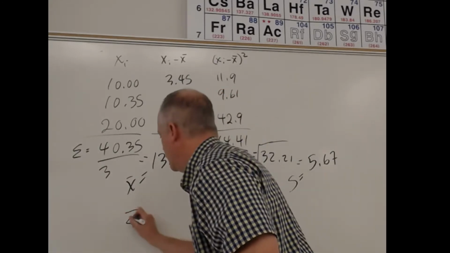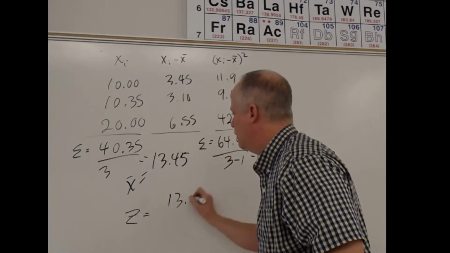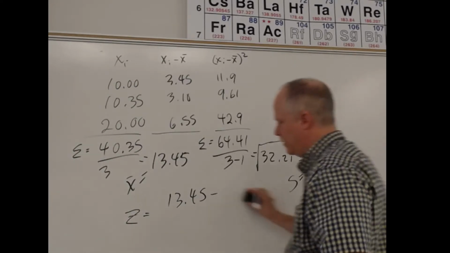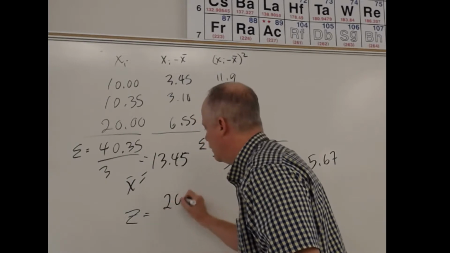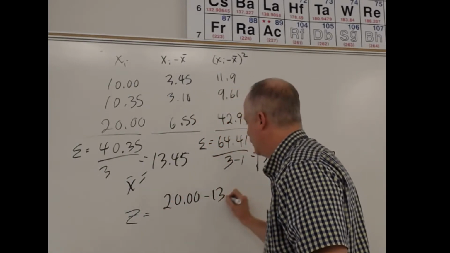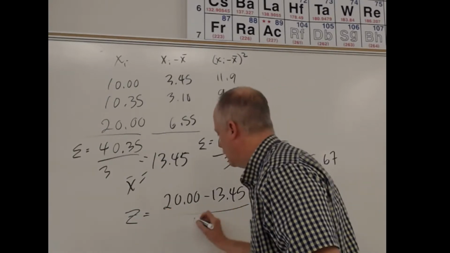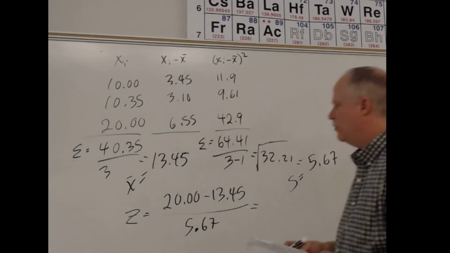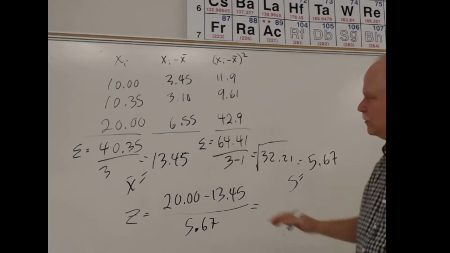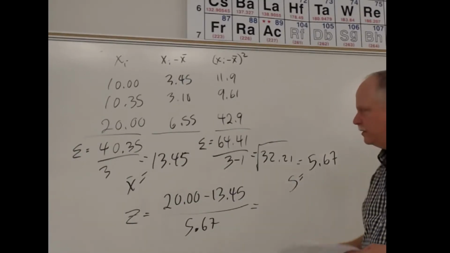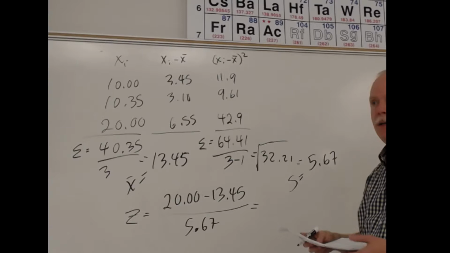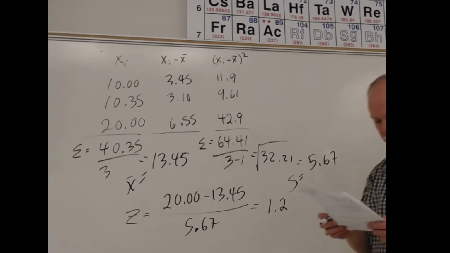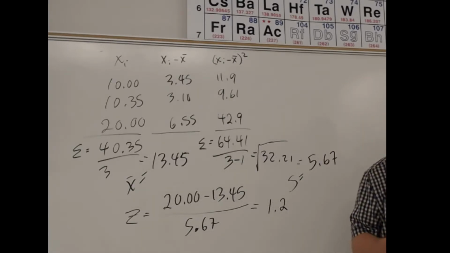So Z is equal to 13.45 minus 20, or vice versa. Take the absolute value if you want. 5.67. So 6.55 over 5.67. 1.2. Okay. And so that's the answer here on number 18.